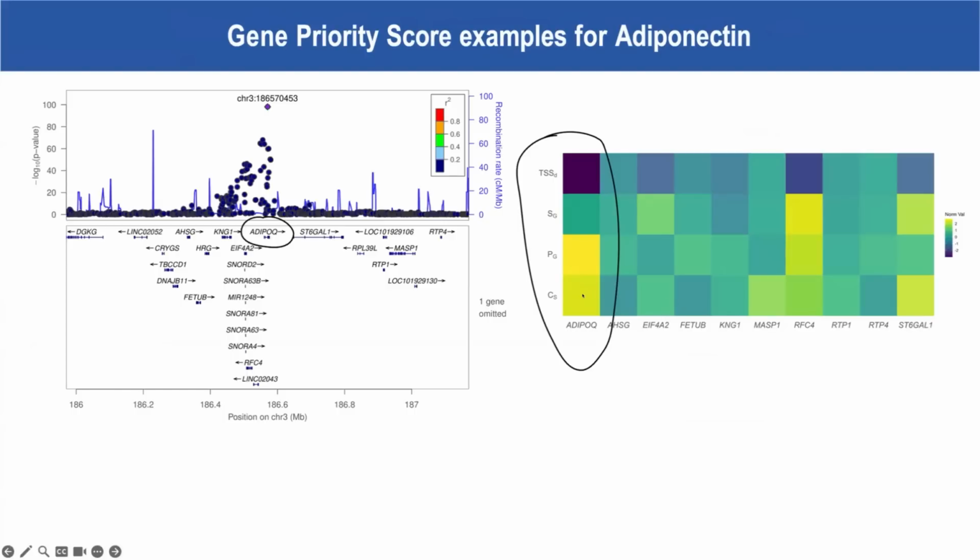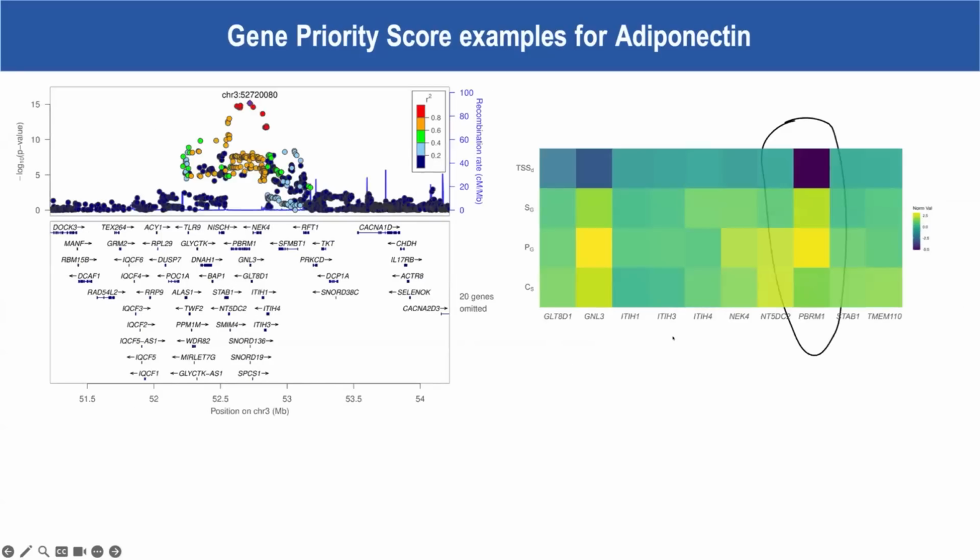Anything that's more yellow or more of that dark purple is a stronger amount of evidence that we got for that particular gene. And so you can look here across the ones shown in this slide. AdipoQ has the strongest evidence. It has that dark purplish color for the transcription start site, and then that yellow light green for the PG and CS portions of the score. But the other ones do have some level of evidence across those other genes. It's just not as strong as AdipoQ is.